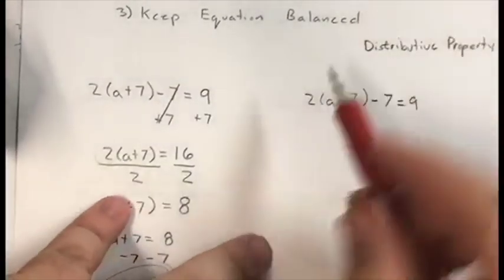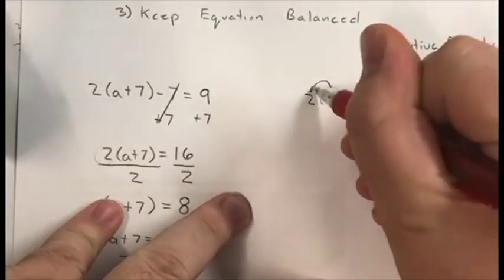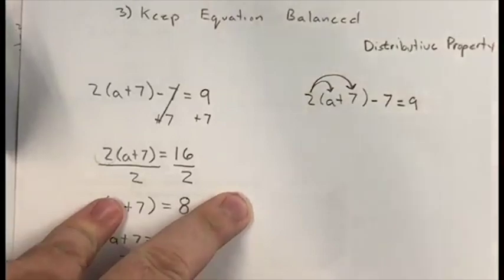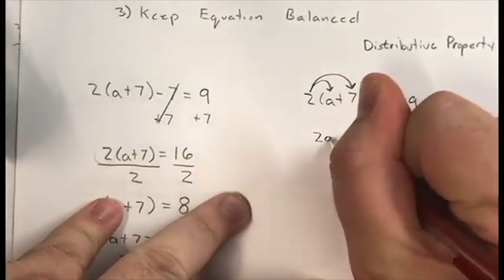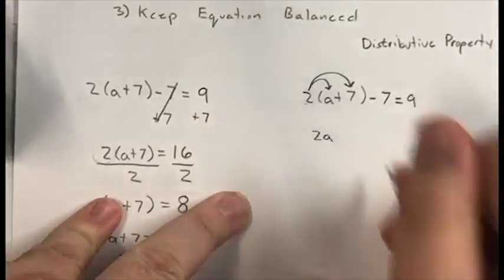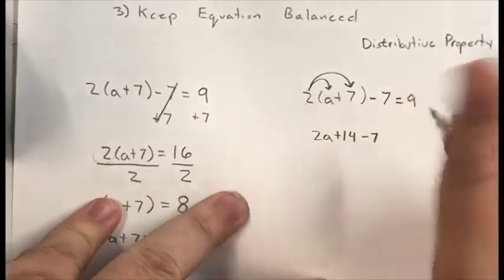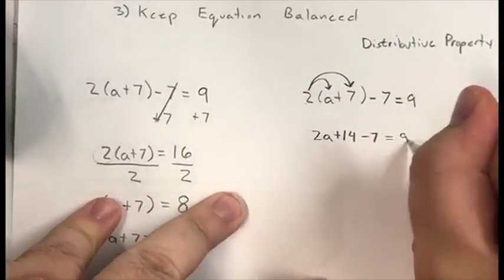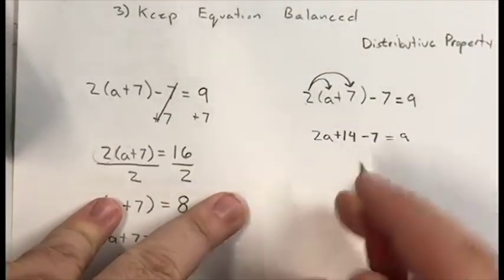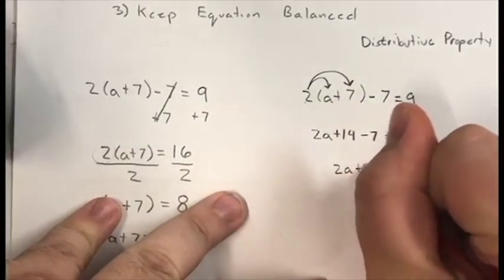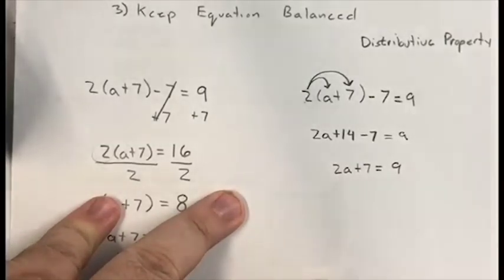And what it's telling you to do is to take this 2 and multiply it by everything on the inside of the parentheses. All right? So 2 times A gives me 2A. 2 times 7 gives me a plus 14. And all of this is being subtracted by that 7 equals 9. All right, now I can keep working this out. Hey, I can simplify this even more. This would be 2A plus 7 equals 9, because 14 minus 7 is 7.